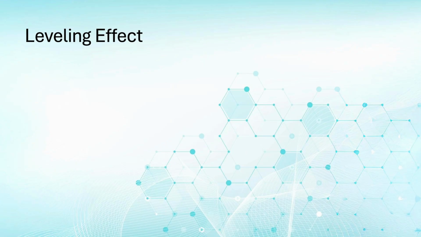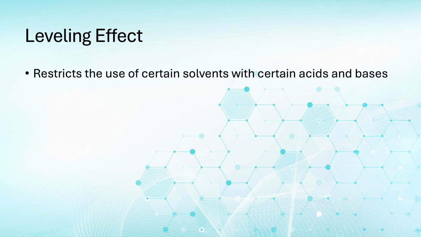In the previous videos, we talked about how to write out acid-base reactions and how to determine which species in a reaction will act as the acid or the base. But how do you know the reaction will occur? This is where the leveling effect becomes important. The leveling effect restricts the use of certain solvents with certain acids and bases.